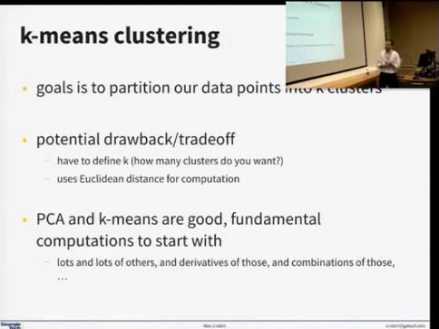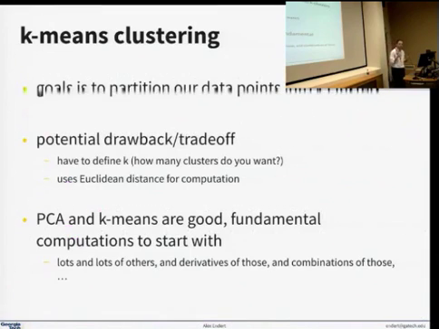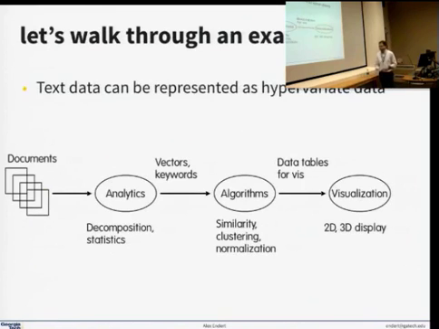Potential drawbacks and trade-offs: you have to define K, right? There are some methods that get around that, but you have to start off with doing that. And it also uses a Euclidean distance for the actual computation, which could be error-prone given what your data is actually showing. All right, so I'm actually really happy to see that a lot of hands went up about PCA and K-means because they're really great fundamental places to start when you start thinking about how to integrate these two into visualization.